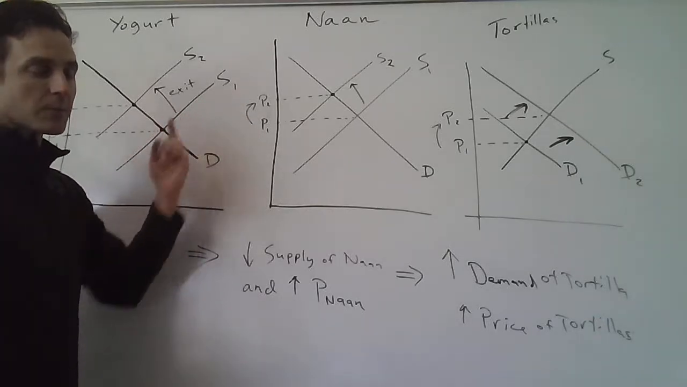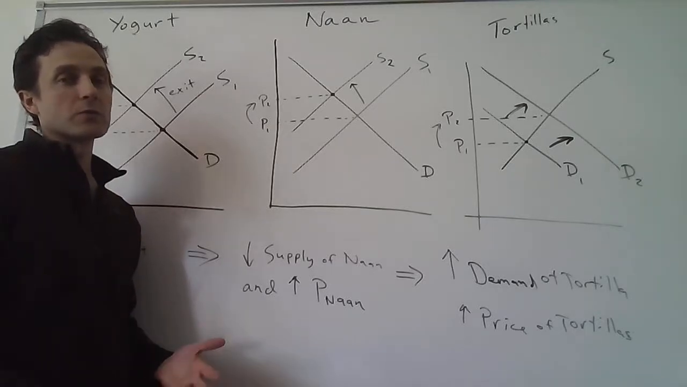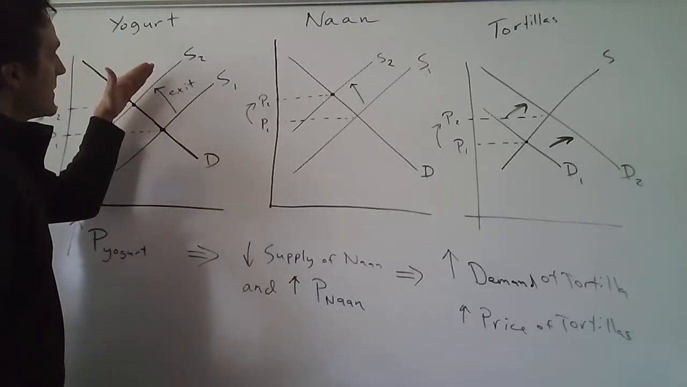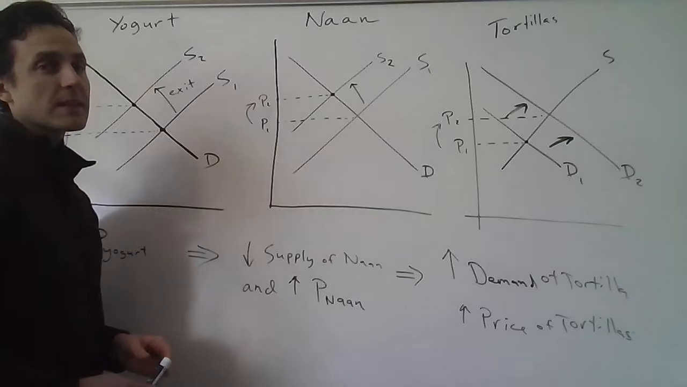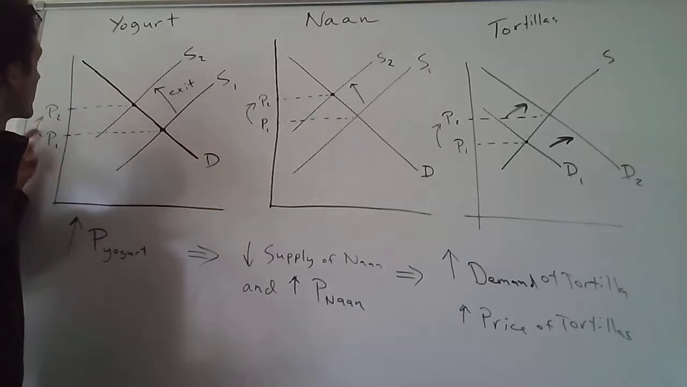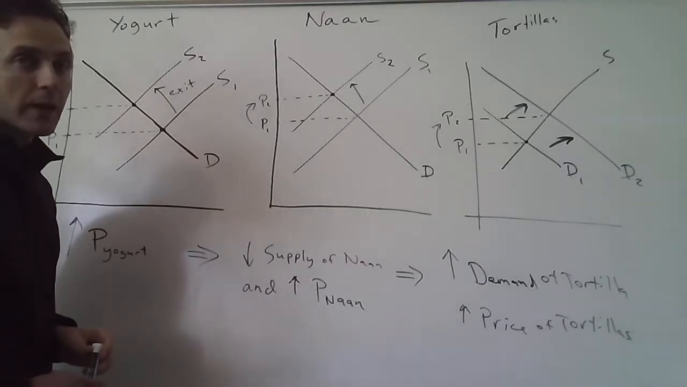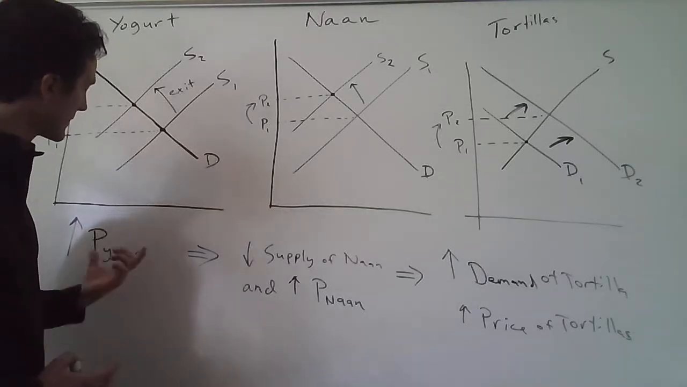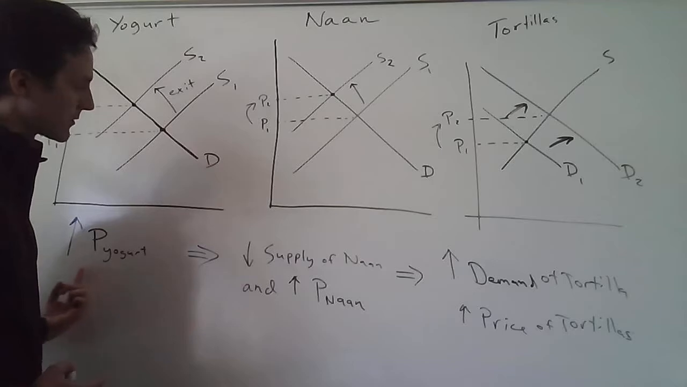Then if there's exit, what that means is that the supply curve will shift to the left, right? So supply shifts left, which means that in equilibrium, since we have a downward sloping demand curve, the price for yogurt will rise. So the equilibrium price of yogurt rises.